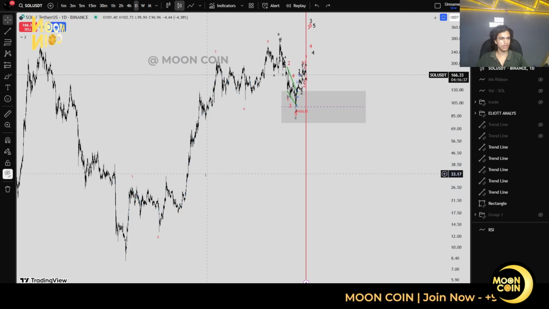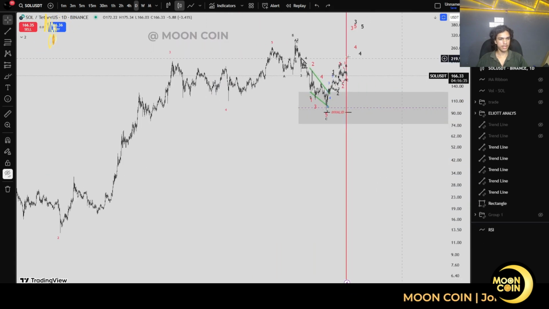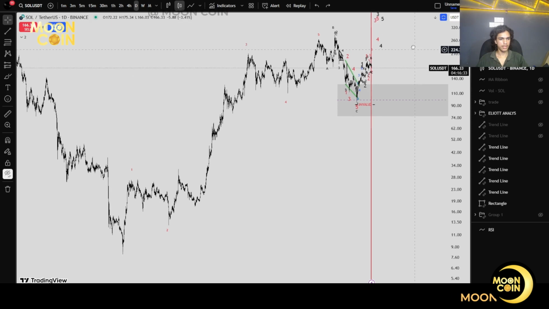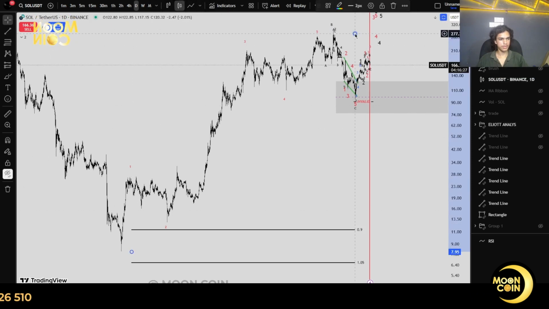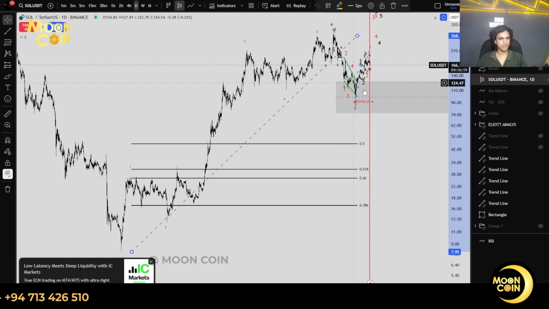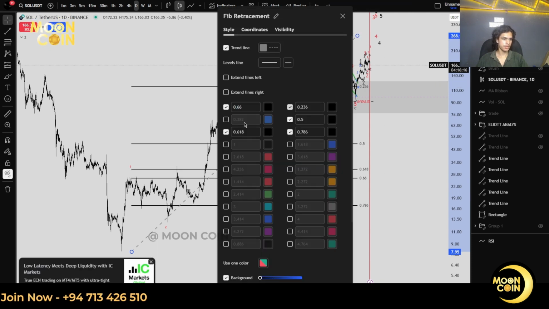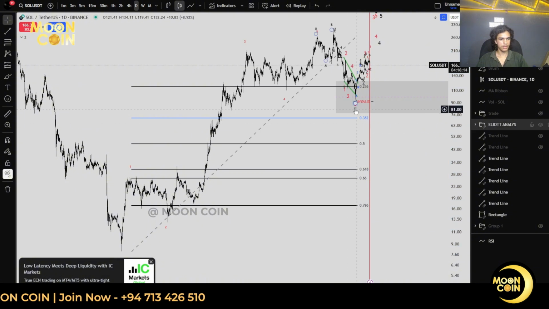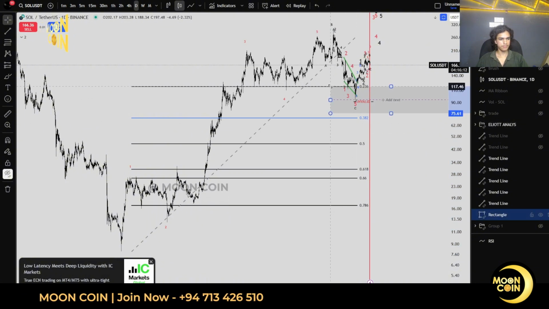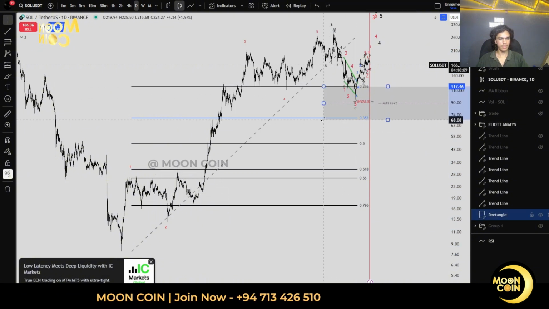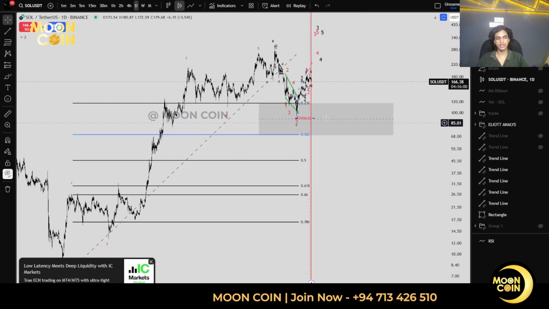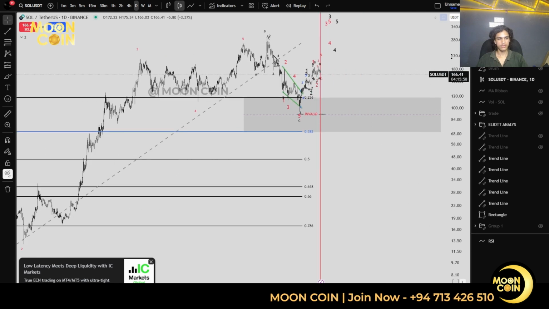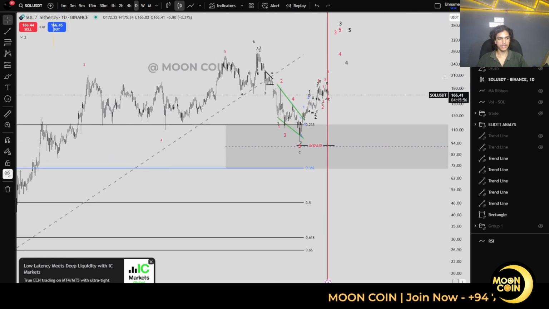Then again we have this correction wave, and that correction wave was completed. If you measure from here, you can see that the price has been mitigated between the 0.23 fib level and the 0.38 fib level, which is a shallow zone here. So let's see whether the correction has ended or not.